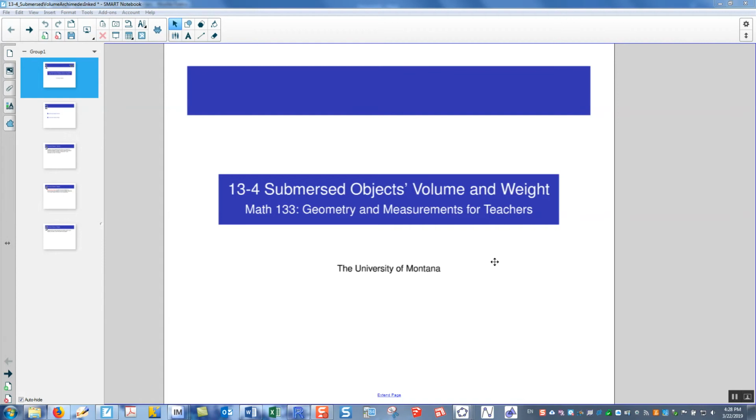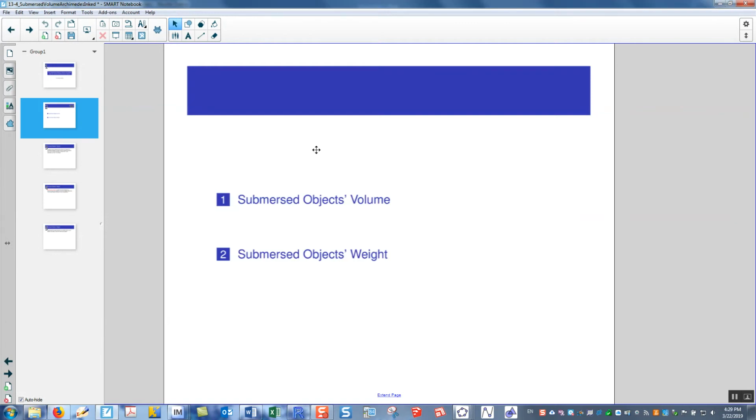my absence on Section 13.4 on submersed objects, volume, and weight in our course Math 133 Geometry and Measurement for Teachers. As you can see by the left-hand side of my screen, there are only 5 slides here, so the majority of what we'll see today is demonstration. But I want to talk about two things. How can we submerge an object and get a sense of volume, and then how can we submerge an object and get a sense of weight?